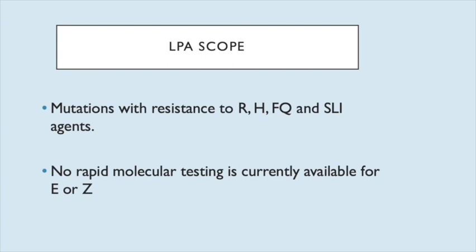What is the scope of LPA? So LPA detects mutations to R, H, fluoroquinolone and second line agents also. But so far we do not have any rapid molecular tests which can detect ethambutol or pyrazinamide resistance. So we can still not rule out the role of growth based tests.